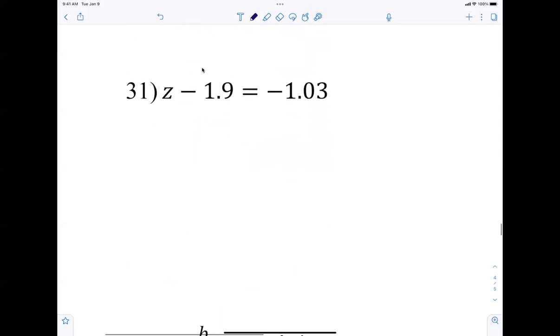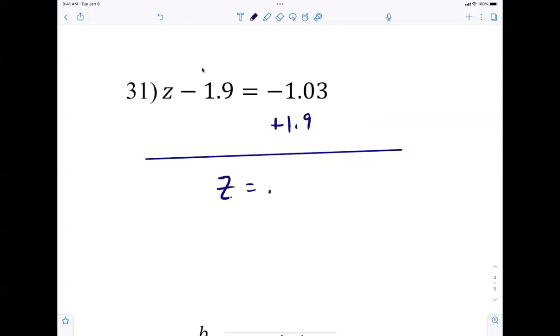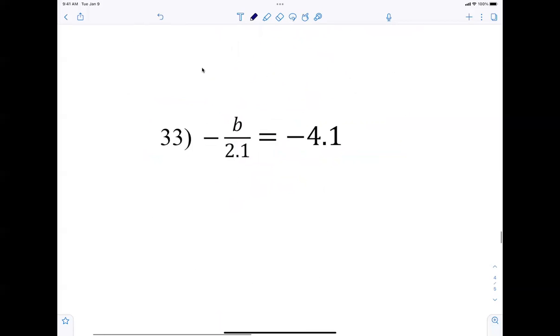31. He's good. Plus 1.9. Yes, adding 1.9. Now, come on, we're doing mental math here. So, yes, thank you. Z equals 0.87. Is it positive or negative? You're right. Thank you. 0.87. Nice. Very nice. All right, here we go.